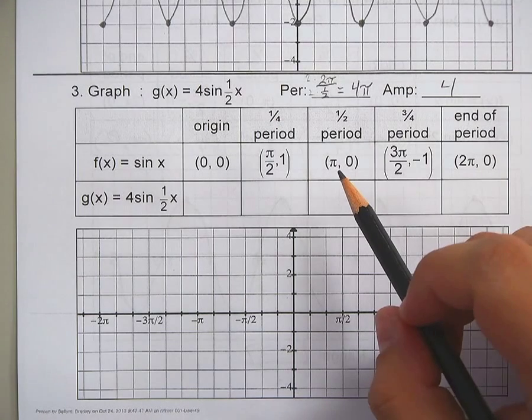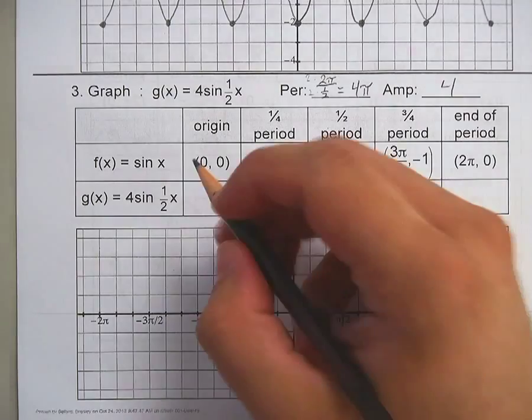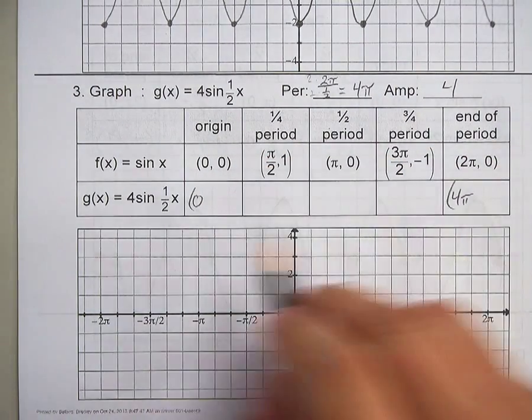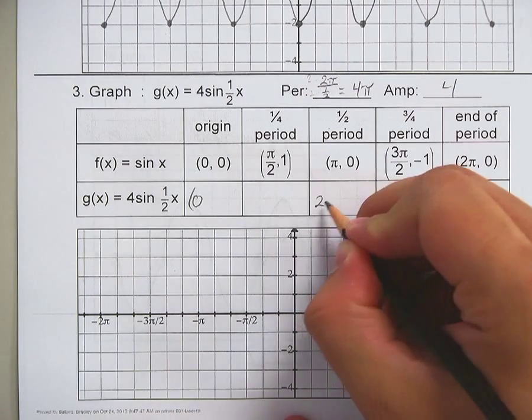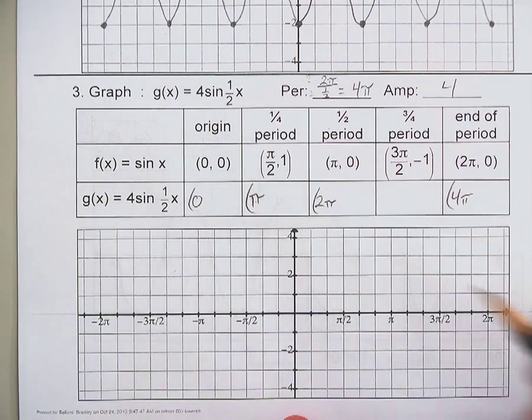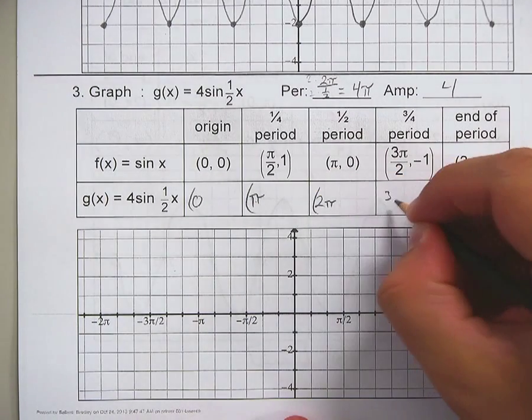All right, so here's the original. The new one, starting at 0, ending at 4 pi. Halfway between 0 and 4 pi is 2 pi. Halfway between 0 and 2 is 1. Halfway between 2 and 4 is 3.